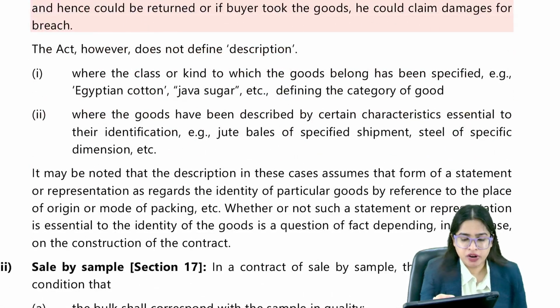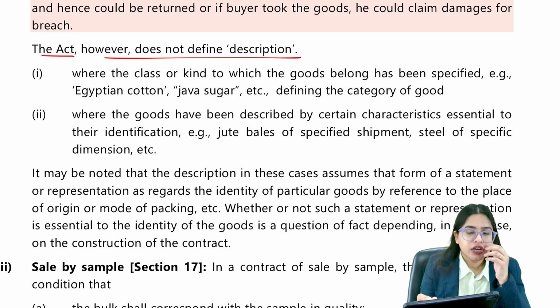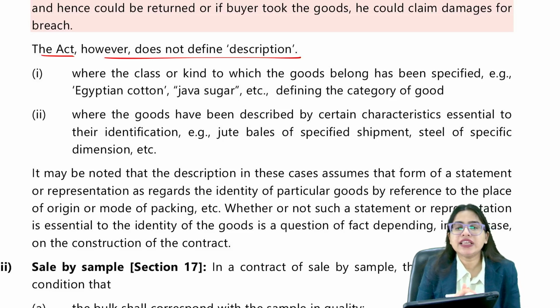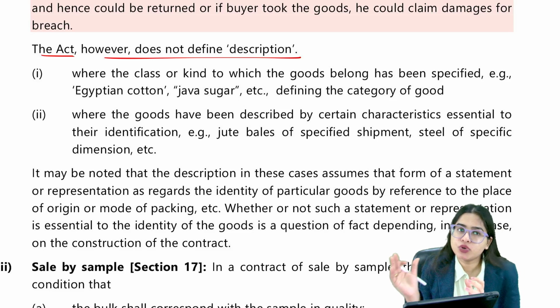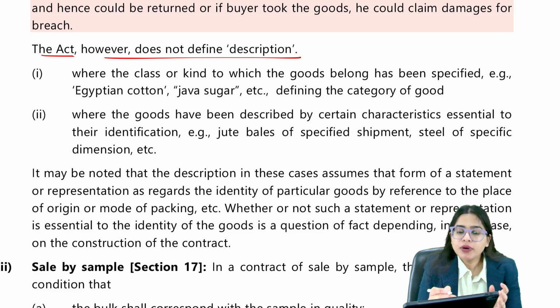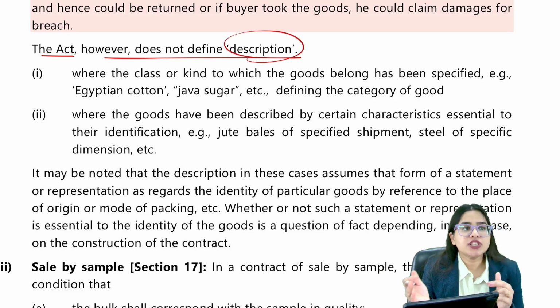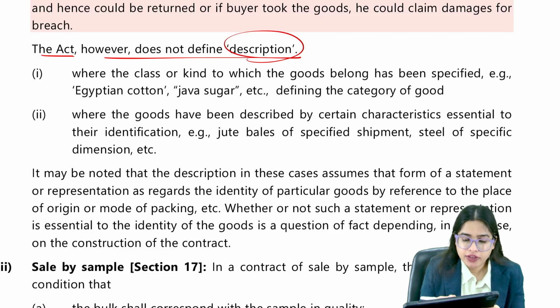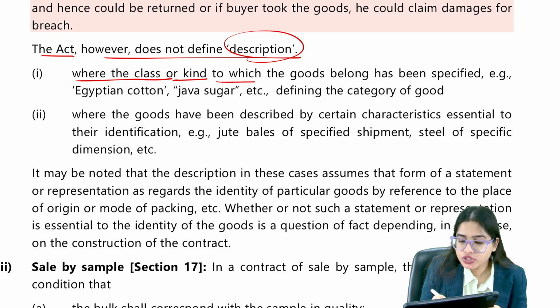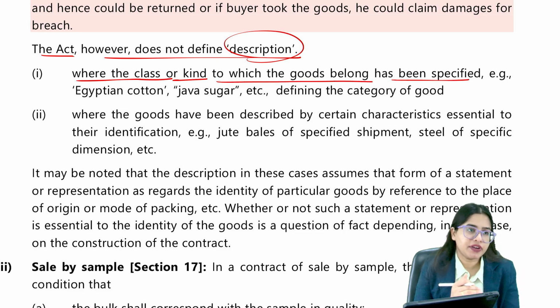Thus, however, the Act does not define description. Now if sale is done by description, then goods should be according to the description. But what do you mean by description? It is not defined in the Act. So here one point is given: where the sale or the kind to which the goods belong have been specified.